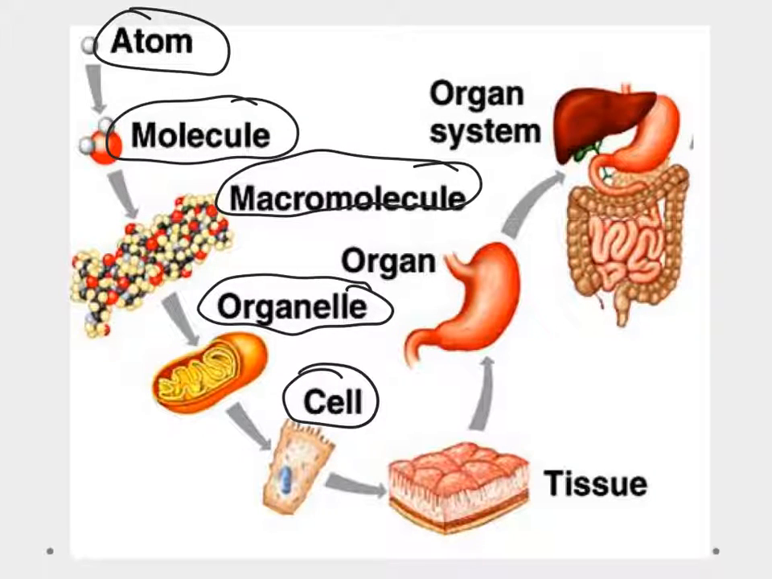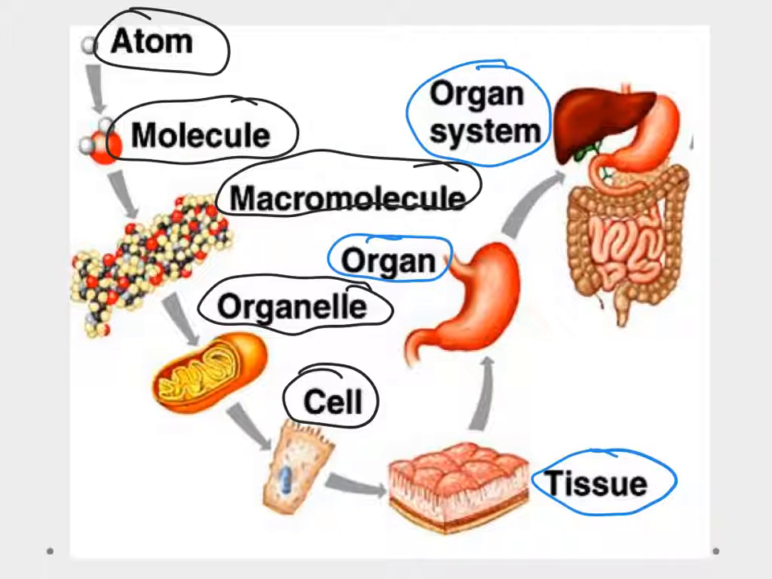Now, a bunch of cells working together forms a tissue, and if we get a bunch of tissues working together, we get to an organ, and a bunch of organs working together gets to an organ system, and then ultimately that will take us to the organism itself. And this is how we want to keep this organization together. So we start off small here with the atom, and we can get all the way up to the organism itself.